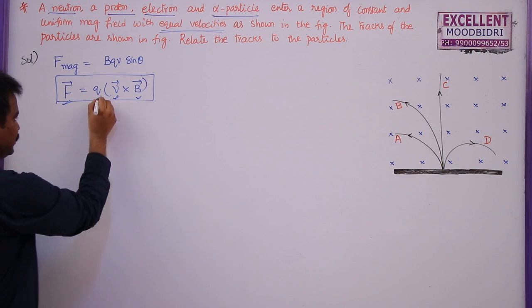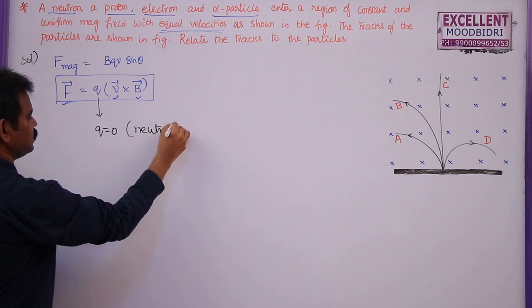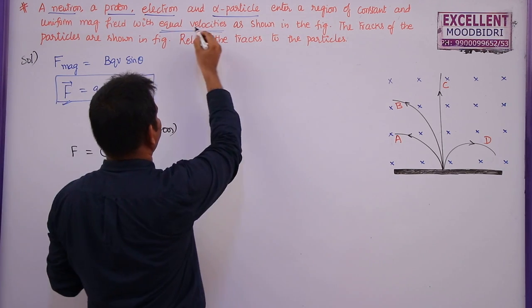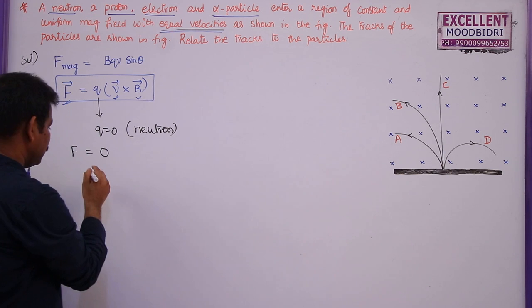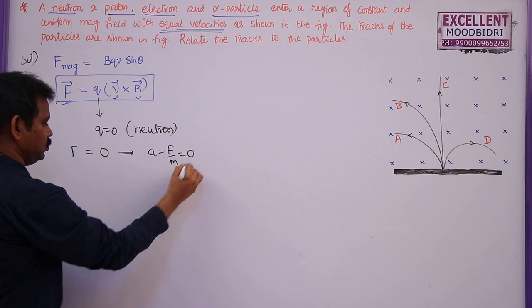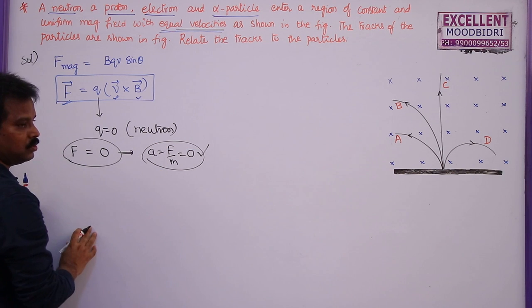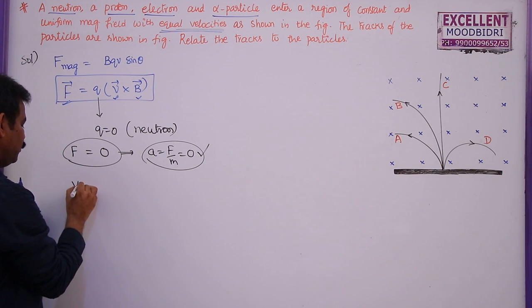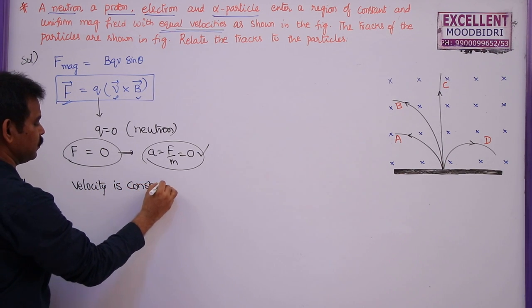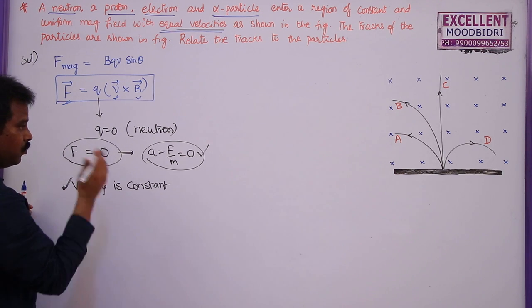According to this, first of all, if charge is equal to 0, as in the case of the neutron, it will not experience any force, as it is entering the magnetic field with equal velocity. From this, acceleration a = F/m = 0. So the neutron will not experience any force and its acceleration will also be 0. As the acceleration is 0, the velocity remains constant. When the velocity is constant, the particle will not deviate from its path. It moves in a straight line.